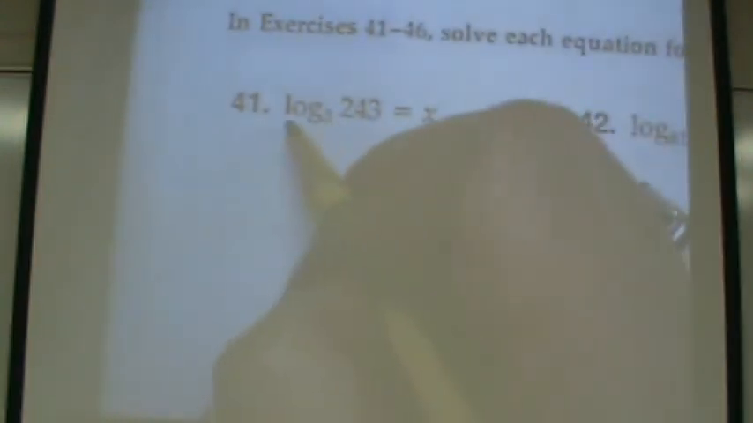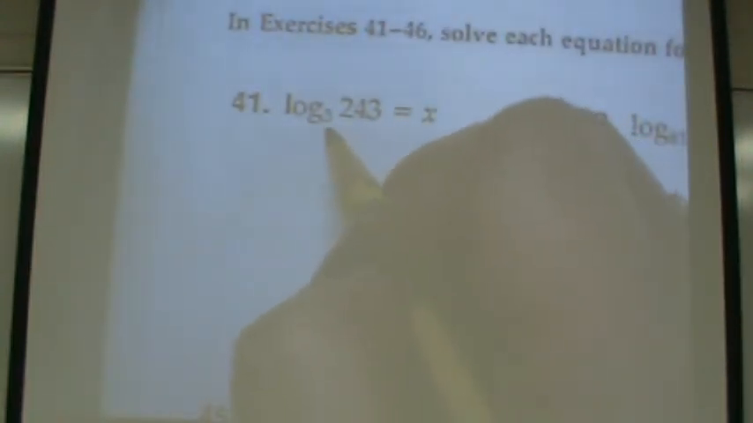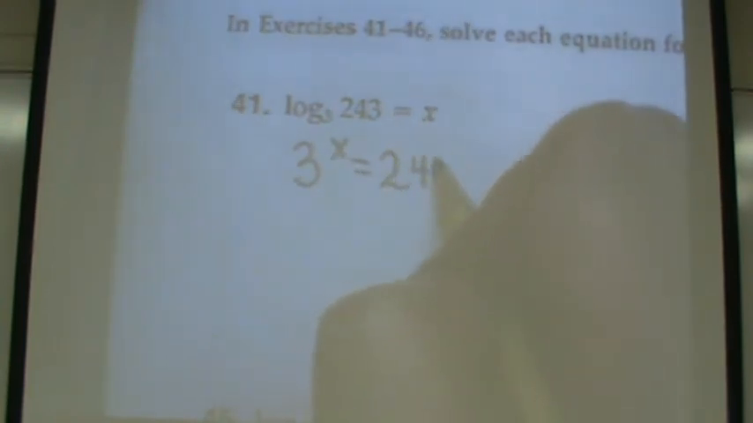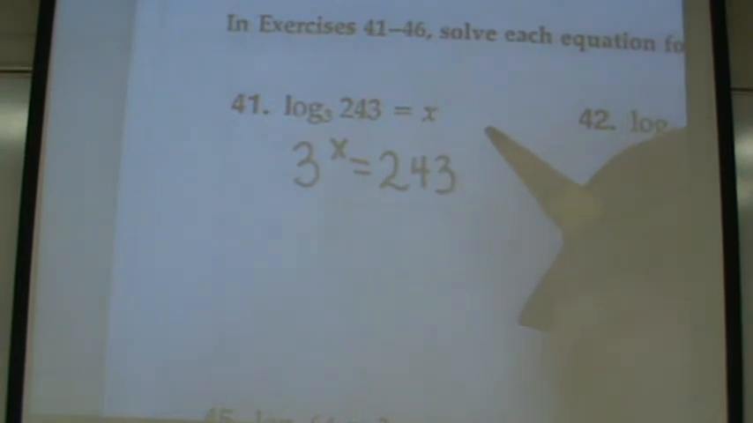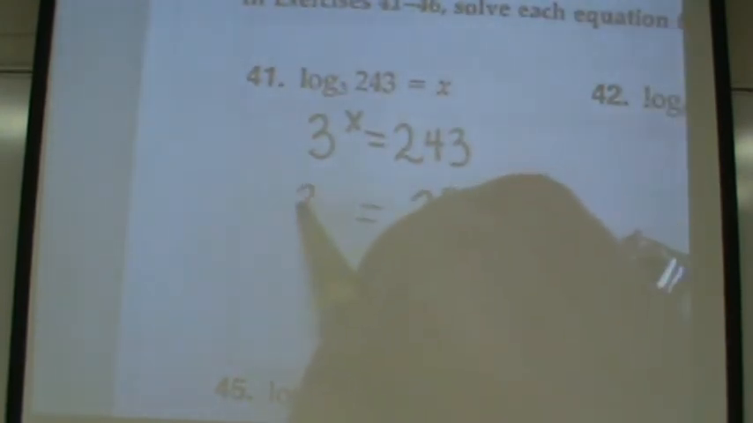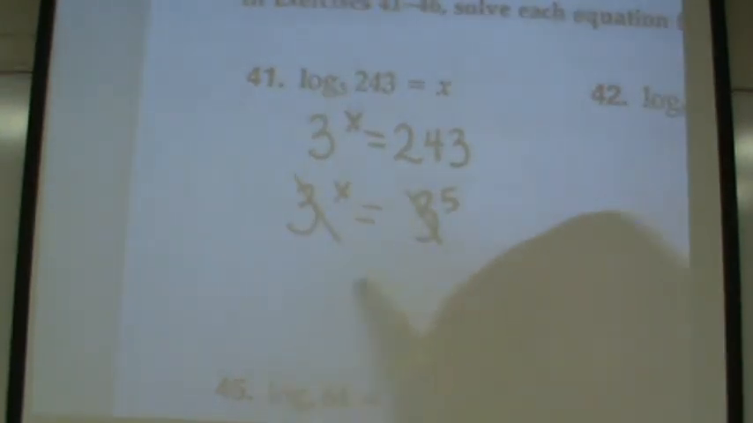For 41 through 45, you're gonna solve these equations. How do you solve an equation of this nature? 3 to what power is 243? Anyone know? 3 to what power? You're gonna turn this to 3 to the 5th power. So that 1-to-1 rule, x is 5. So that's how you do these.